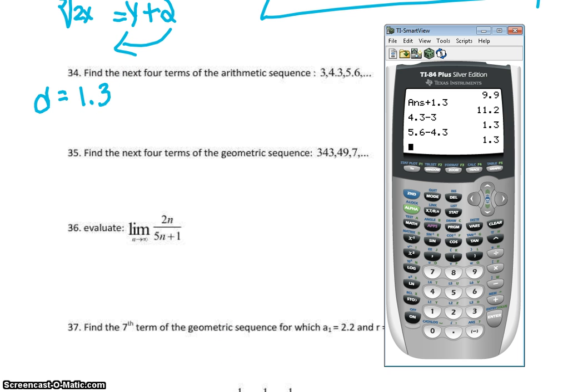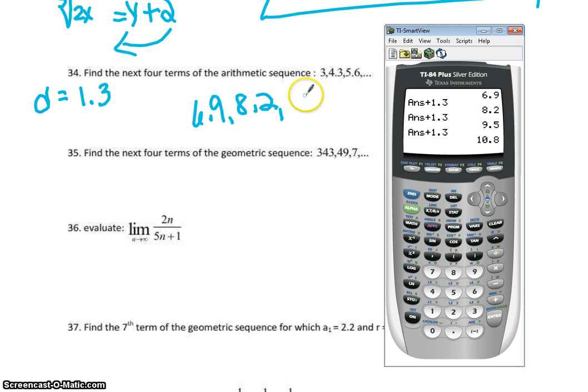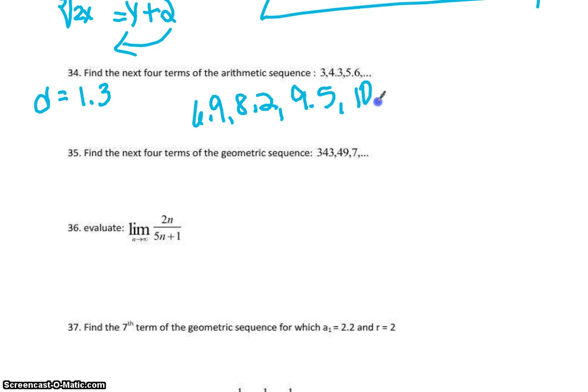So then to find the next terms, you're going to start with the last one, which was 5.6. And you're going to say plus 1.3, plus 1.3, plus 1.3, plus 1.3. And that gives you the next 4 terms. So 6.9, 8.2, 9.5, and 10.8 are the next 4 terms.